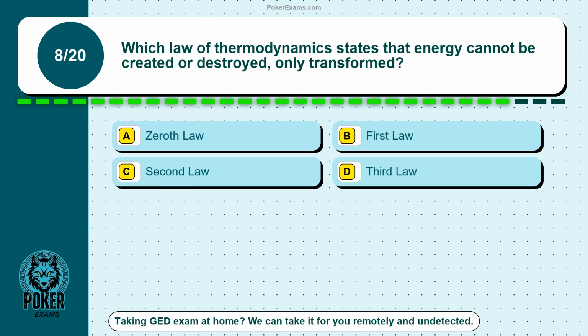Question 8. Which law of thermodynamics states that energy cannot be created or destroyed, only transformed? Option A. Zeroth law. Option B. First law. Option C. Second law. Option D. Third law.